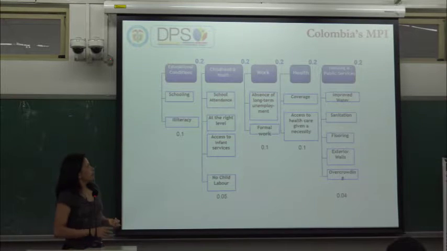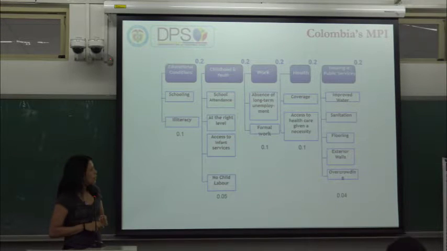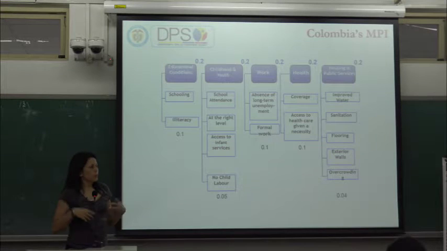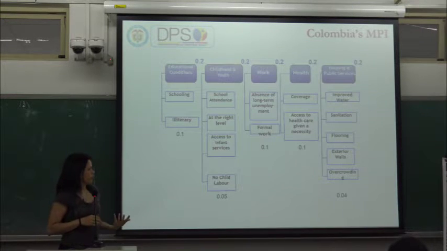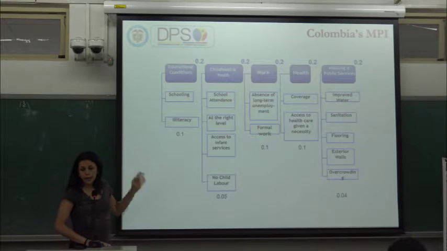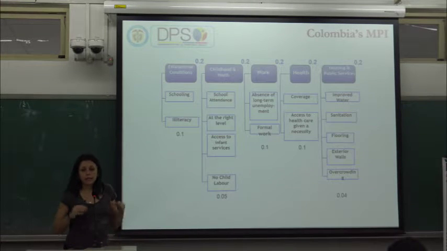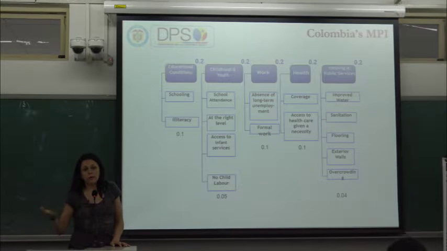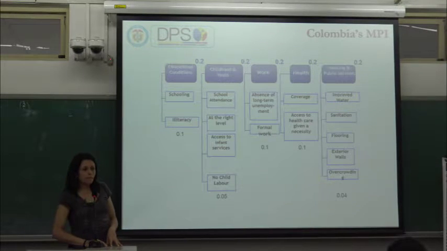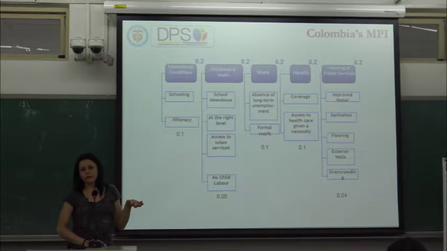For work, we have absence of long-term unemployment and formal work. We have health coverage and access to health care given the necessity. And we have housing and public services, that is improved water, sanitation, flooring, wall material, and overcrowding. If you see, this indicator uses nested weights, meaning that each of the dimensions has the same weight, and indicators inside of each dimension have the same weight. And it uses the household as the unit of analysis.